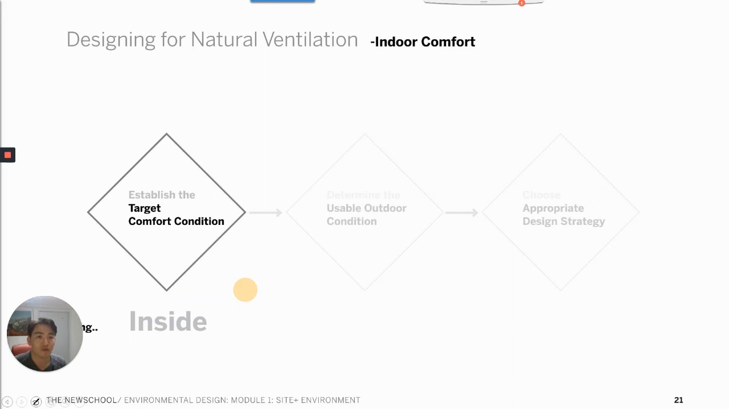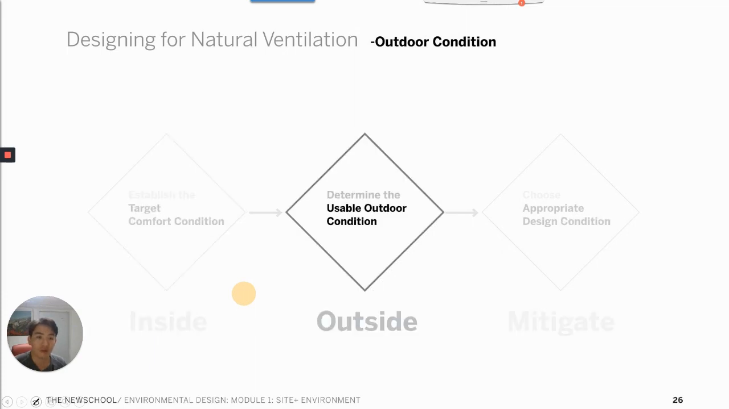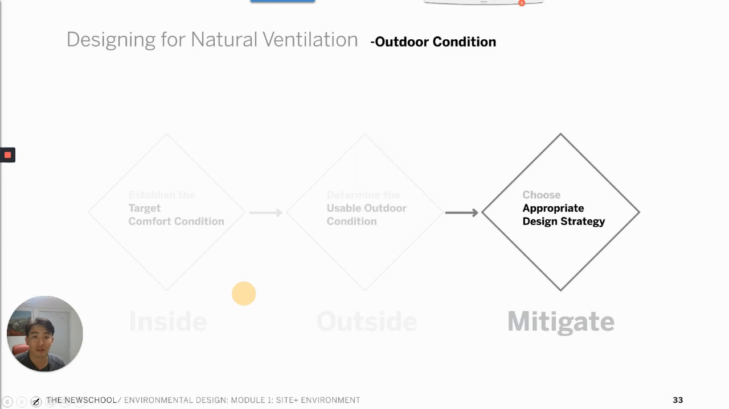First, you need to know the target comfort condition you need to achieve. Second, you need to know the outdoor conditions and determine during what period of the year you can naturally ventilate your building. And lastly, you need to design a building for proper performance, and we will discuss the ways of doing this in the later portion of the lecture.